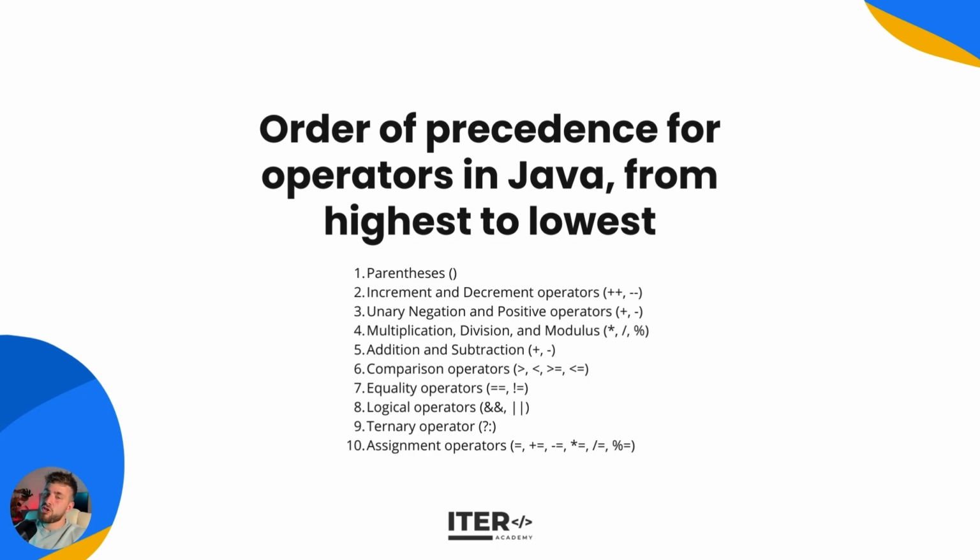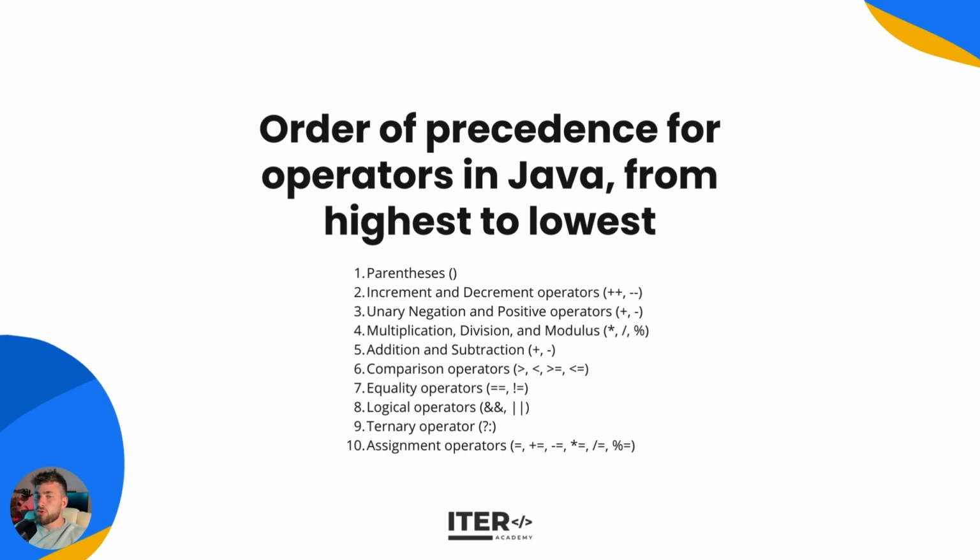Here is a general order of precedence for operators in Java from highest to lowest. The highest one is the parentheses. After that, increment and decrement operators go, then unary negation and positive operators, then multiplication, division and modulus, then addition and subtraction, then comparison operators, then equality operators, then logical operators, ternary operator, and finally assignment operators.